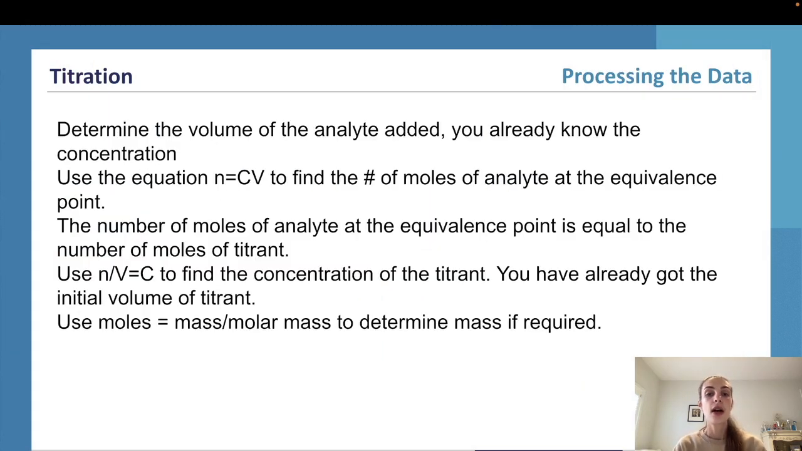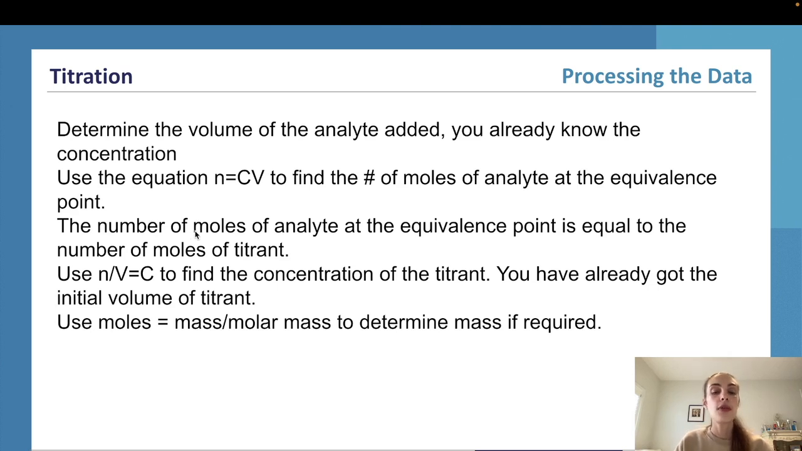Then finally, we need to be able to process the data once we've done our calculations. So in order to determine the volume of the analyte added, you find the concentration. So you already know the concentration, but you don't know how much. So you need to use the equation n equals c times v to find the number of moles of the analyte at the equivalence point.